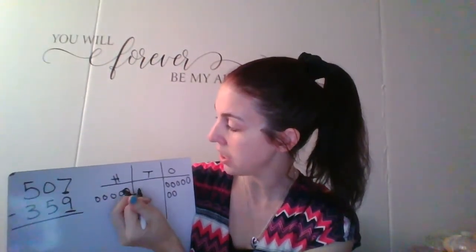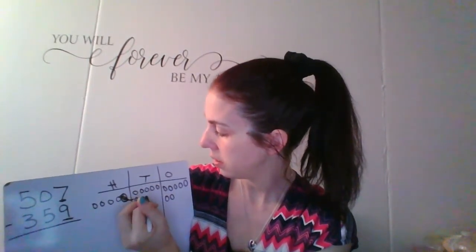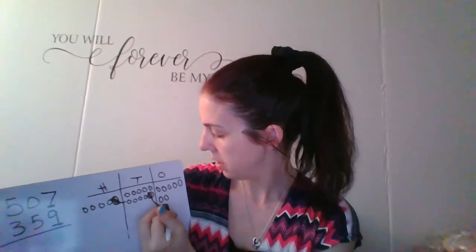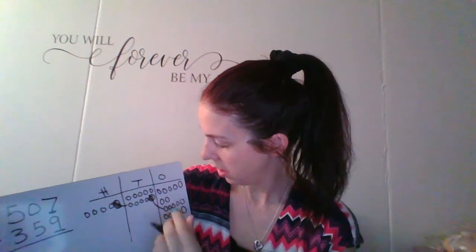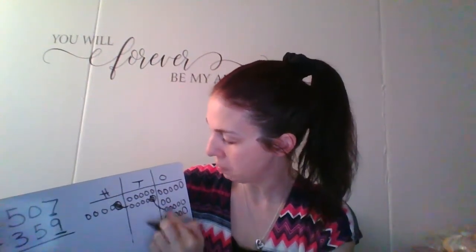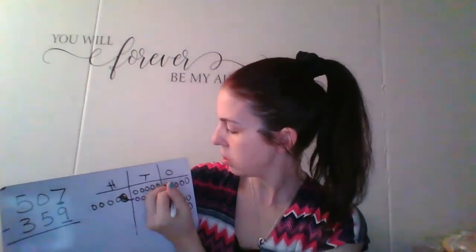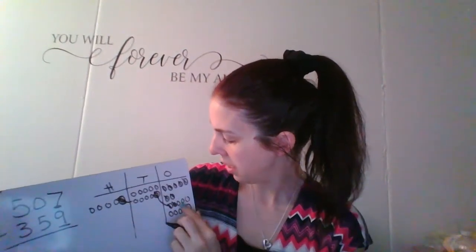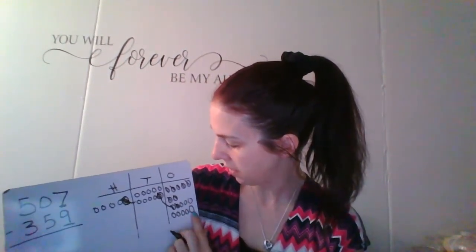I'm going to unbundle the 100 into 10 tens. Then I'm going to grab this 10 and unbundle it into 10 ones. So I unbundle the 100, unbundle the 10. Now I have enough to take away 9 ones. 1, 2, 3, 4, 5, 6, 7, 8, 9. How many are left? 1, 2, 3, 4, 5, 6, 7, 8.